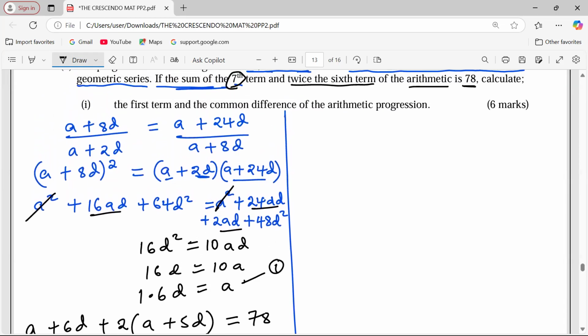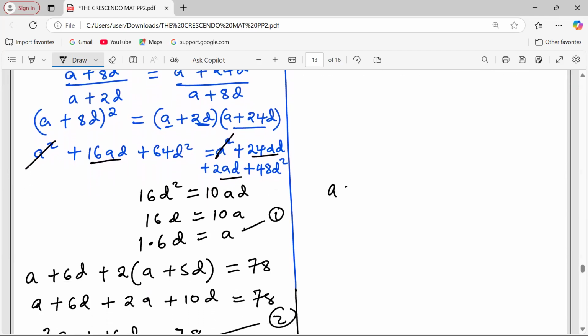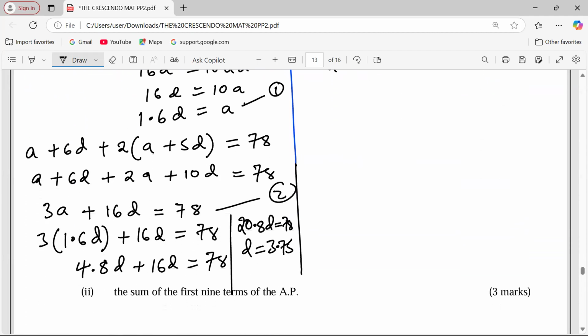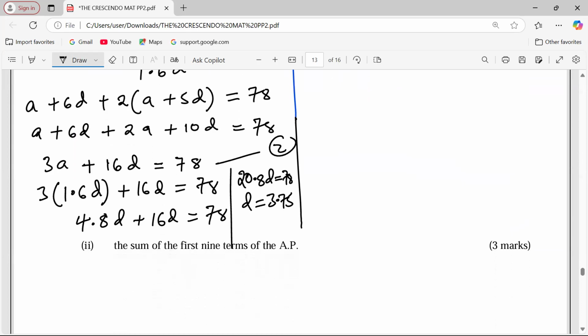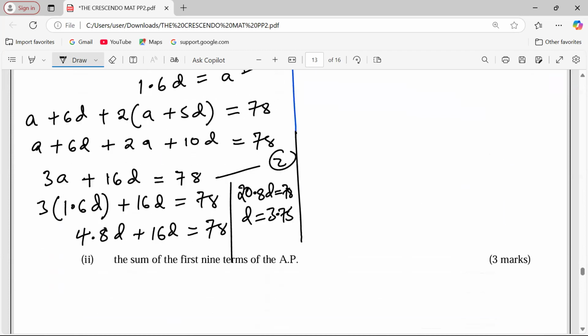Remember, we are finding the first term and the common difference. So the first term A is given by 1.6 times the value of D, which is 3.75. So the value of A shall be exactly 6 for the arithmetic progression. We are done now. That is fully solved, but it is really some instruction which required informed interpretations. So you have to follow keenly, listen keenly, take some notes, solve it together with me. Don't just rush to the question.